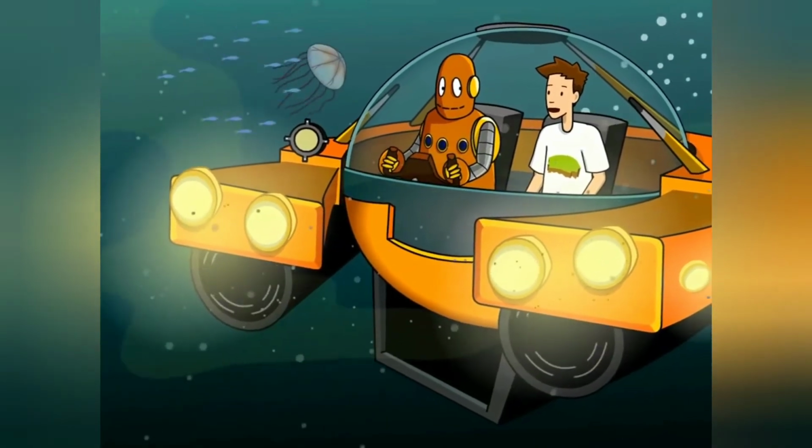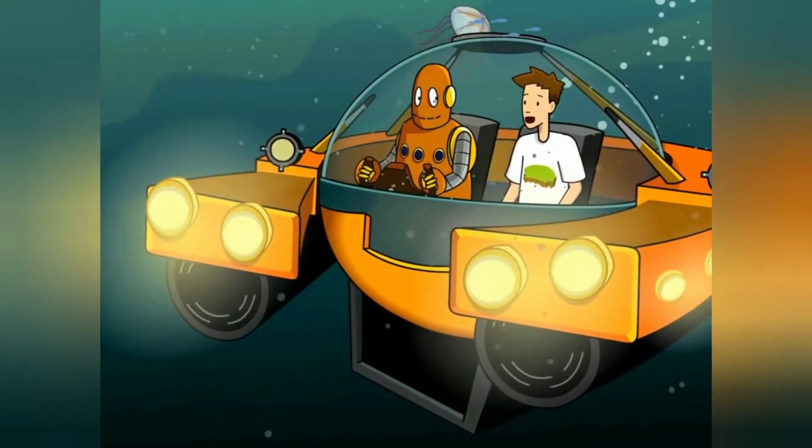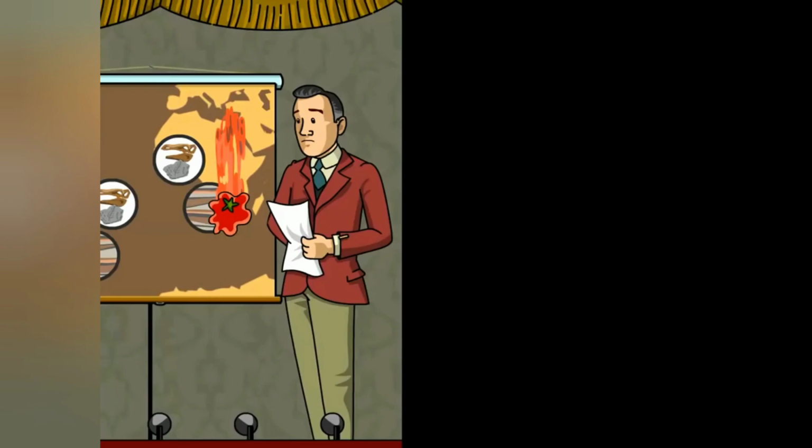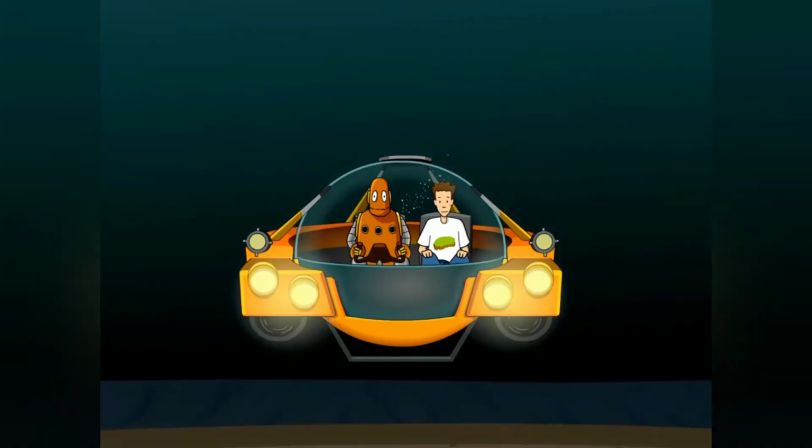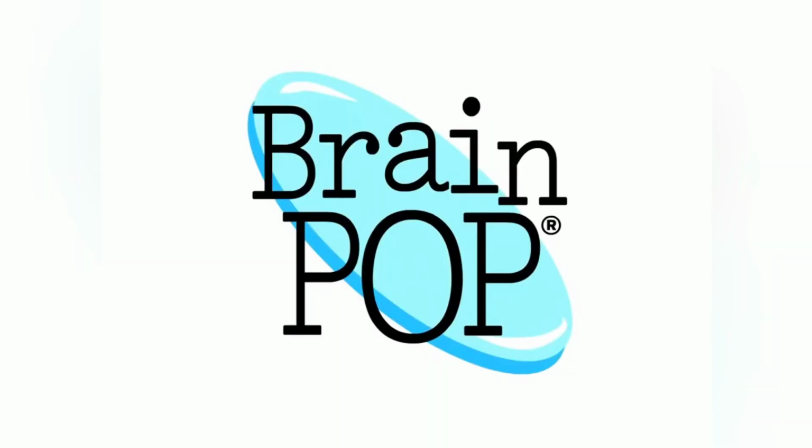Yeah, Alfred Wegener's theory has come a long way in 100 years. He was practically laughed out of the scientific community for his ideas. But today, plate tectonics is the unifying theory that ties together the entire field of geology. Difference BrainPOP can make.